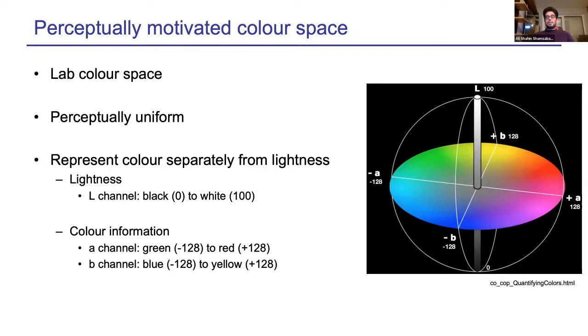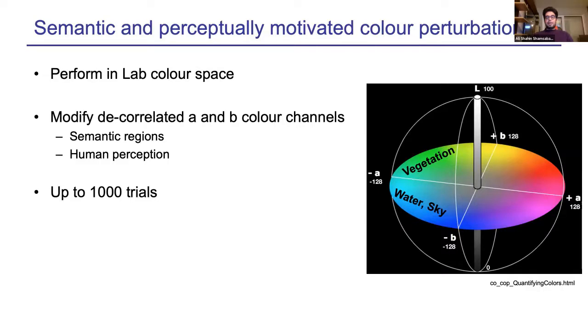And we perform the colorization in the LAB color space because it's perceptually motivated. In addition, the LAB color space expresses the lightness separately from the color information. As you can see in this image, the lightness is represented with L from 0 to 100, and the color is represented by the A channel, for example, from green to red, and the B channel from blue to yellow. ColorFool, our proposed attack, operates only on the decorrelated A and B channels in the LAB color space. As you can see in this figure, ColorFool only introduces perturbation within a natural color range for specific semantic categories. For example, blue regions are considered for water and sky, vegetation is colorized in the green area, and we don't touch the color of the people in the images.